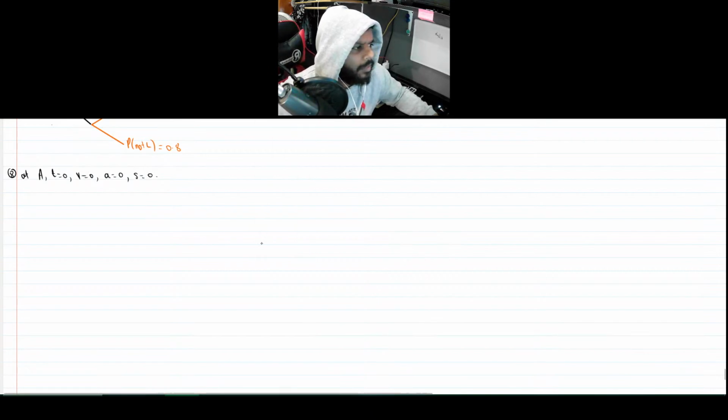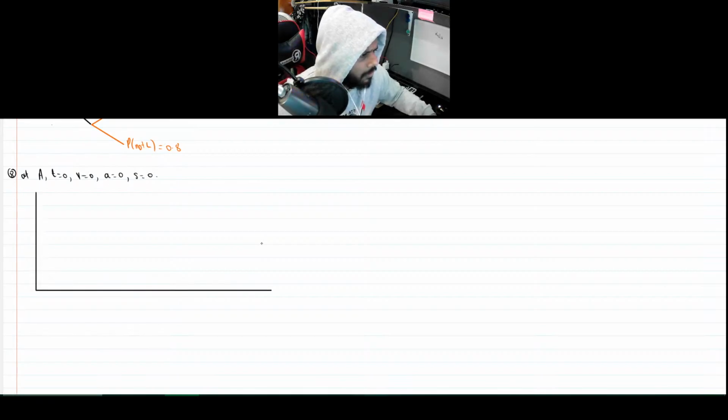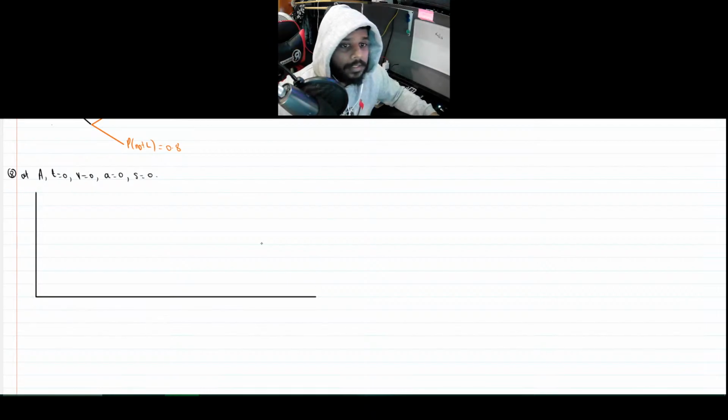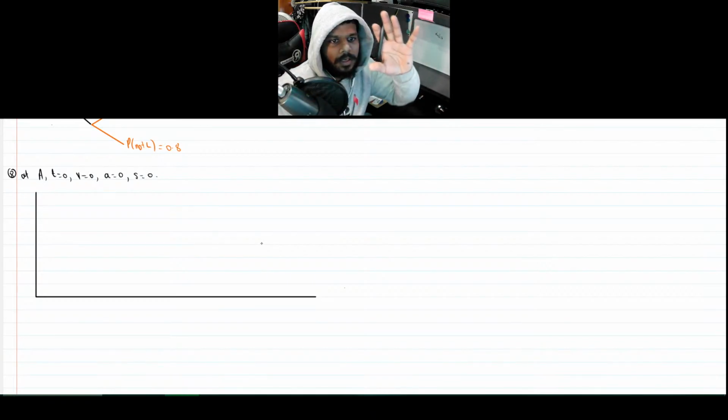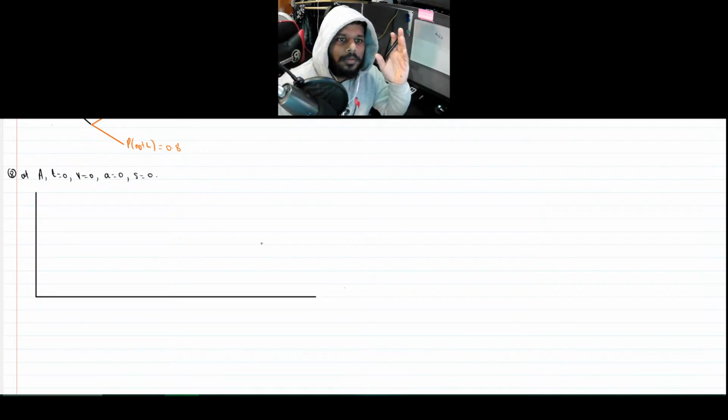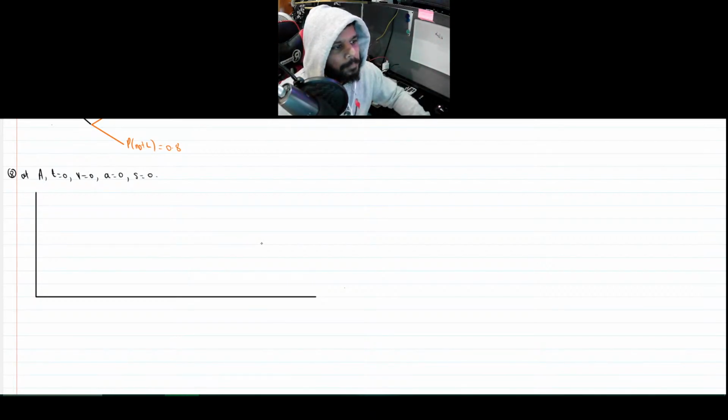Now for velocity time graphs, we have no negative axis. So extend that y-axis all the way. My suggestion is to flip your graph paper landscape, and your x-axis could be the shorter axis and your y-axis could be the longer axis. Label your axes. This is velocity in meters per second, and this is time in seconds.